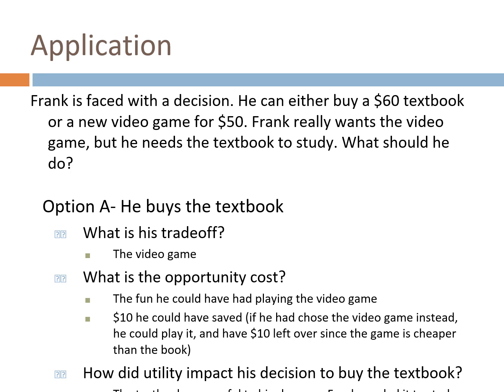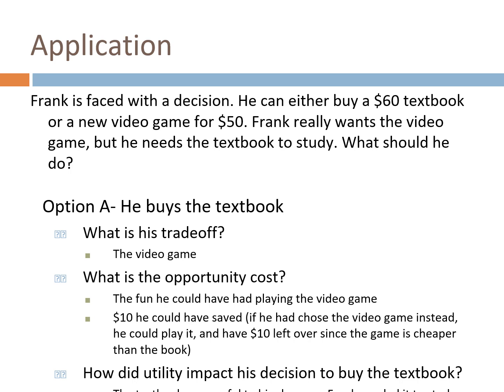Well, the trade-off, what did he not do? He didn't buy the video game. Now, what is the opportunity cost? It could be a couple things. One could be he doesn't get to have fun with the video game. But usually what I'll be asking you is how much extra money did his decision cost him? In this case, it's $10. He spent $10 extra than he would have spent anyway to buy the new textbook.